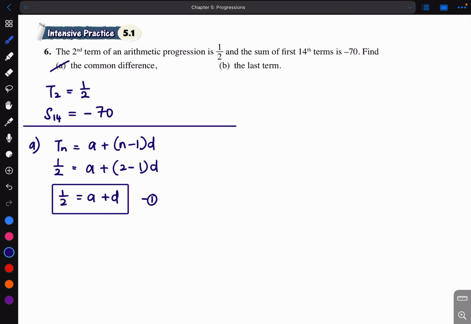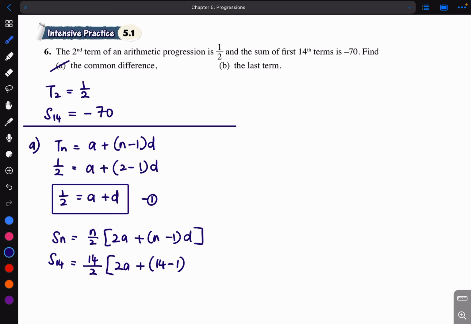Right. Then let's build another equation. So S14. We use the Sn formula. Sn is n over 2, 2a plus n minus 1 d. S14 will be 14 over 2, 2a, 14 minus 1 d. Since we know S14 is negative 70, we can put negative 70 here.